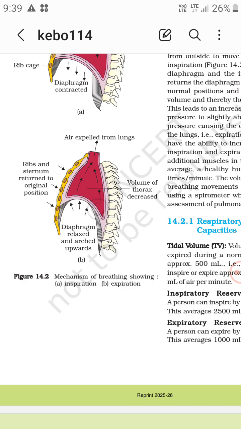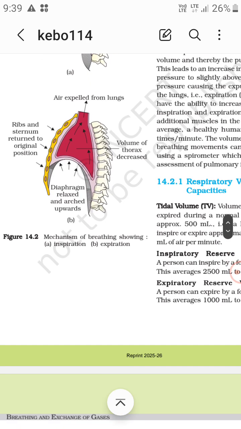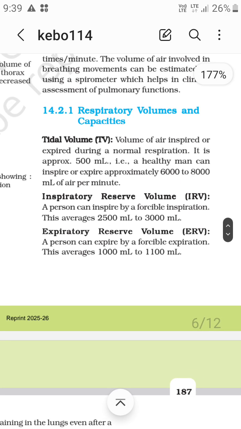The intercostal muscles return to their original position. Now the diaphragm is relaxed and arches upward, that is a dome shape, you can see. So this is it.